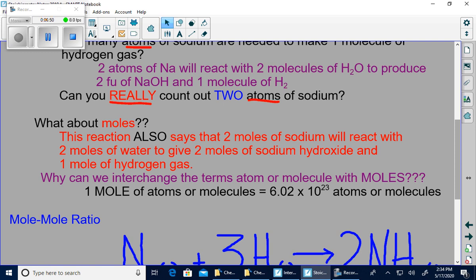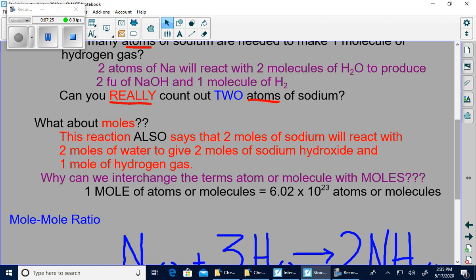So this reaction also says that 2 moles of sodium will react with 2 moles of water to give 2 moles of sodium hydroxide and 1 mole of hydrogen gas. Now, why can we interchange those terms, atoms and moles? Because 1 mole of molecules, 1 mole of formula units, 1 mole of atoms of any substance is equal to 6.02 times 10 to the 23rd atoms or molecules or formula units.